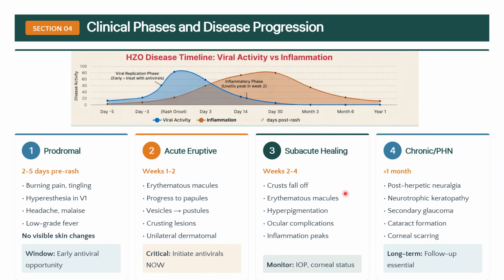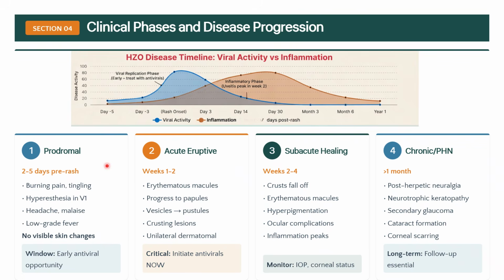It will be subacute stage with crusting, erythema, and hyperpigmentation. At this stage, you will continue the antiviral treatment, but you have to monitor the intraocular pressure. And if he presents after 1 month, you should look for complications like postherpetic neuralgia, neurotrophic keratitis, secondary glaucoma, secondary cataract, and corneal scarring.